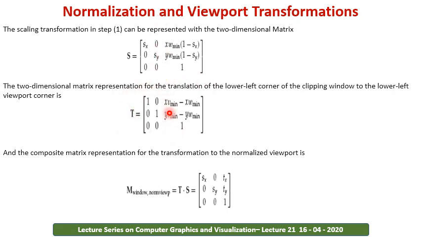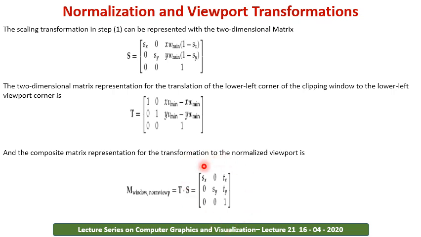Once we composite these two matrix representations, we are going to get the matrix representation for the transformation to the normalized viewport. So this transformation for the window depending upon the normalized viewport will be calculated by multiplying the T and S matrices. T is a translation matrix, S is a scaling matrix. Once you multiply T into S, we get the composite matrix representation for the normalized viewport.